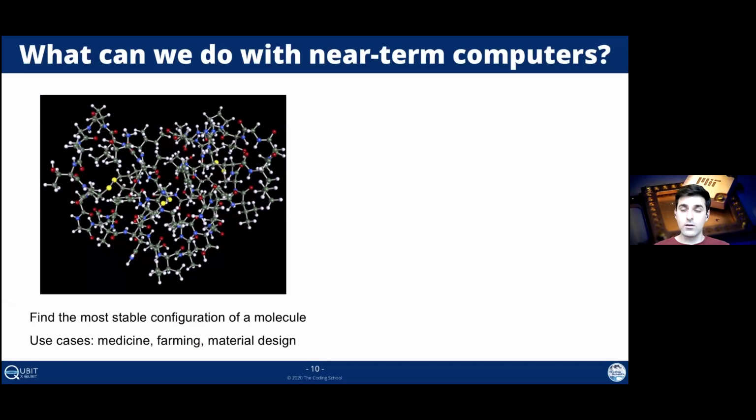Now, what could that be used for? Well, the use cases would be, of course, for synthesizing medicine, coming up with more efficient and less costly fertilizers for farming and for the food production industry, and of course for designing better materials, which could be material for quantum computing, but in general could be material for any purpose.